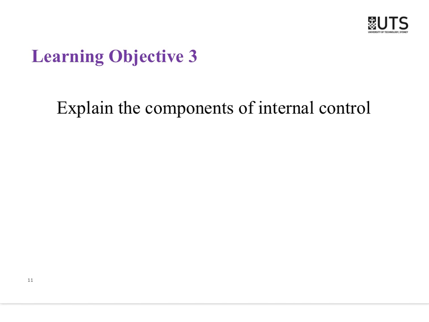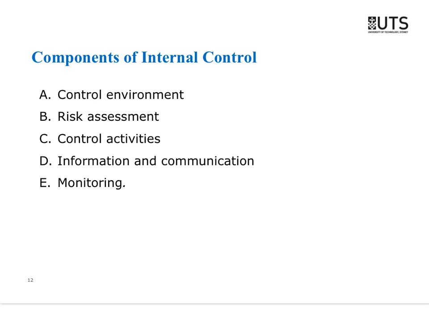So what are the components of internal control? And these all come out of ASA 315. So ASA 315 is a really important standard for that reason. Now I'm going to do this using a diagram.